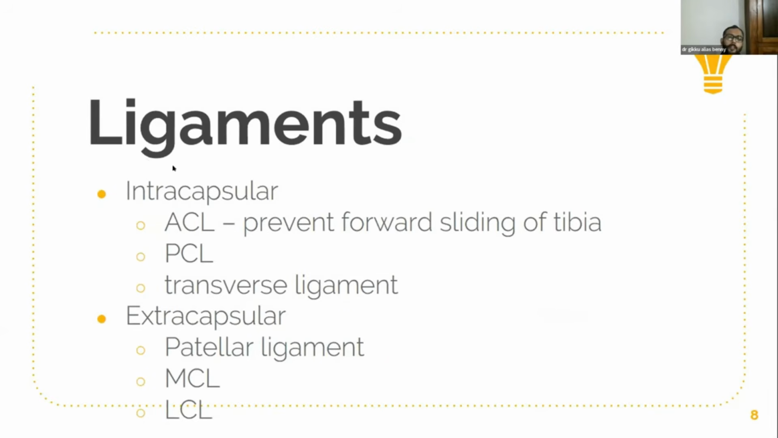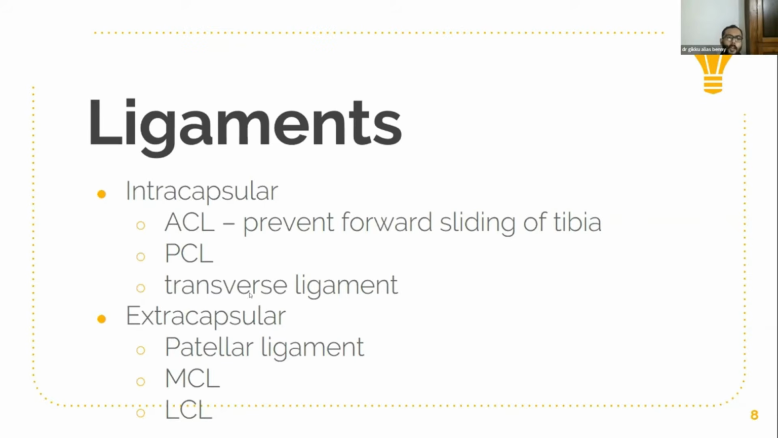Coming to the ligaments, there are intracapsular and extracapsular ligaments in the knee joint. The intracapsular ligaments include the anterior cruciate ligament, which prevents forward sliding of the tibia, and I will show the picture of the ACL. The next is the posterior cruciate ligament. Both cross each other in this position, so they are called cruciate ligaments, ACL and PCL. There is also one transverse ligament, which is intracapsular and connects the two menisci.